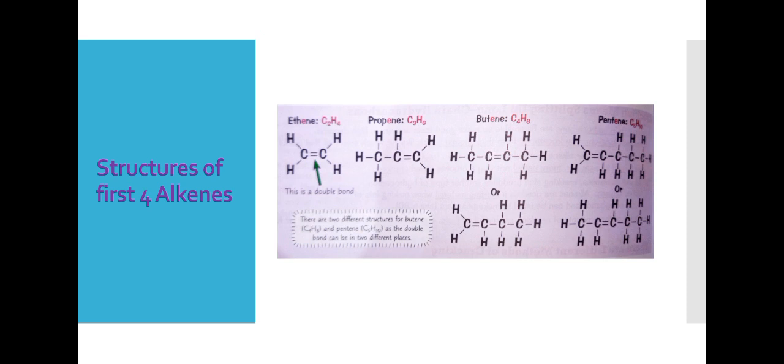Look at the structure of pentene. There is the double bond between the first and second carbon, so it would be known as 1-pentene. In the second structure, the double bond is between the second and third carbon, so it would be known as 2-pentene.